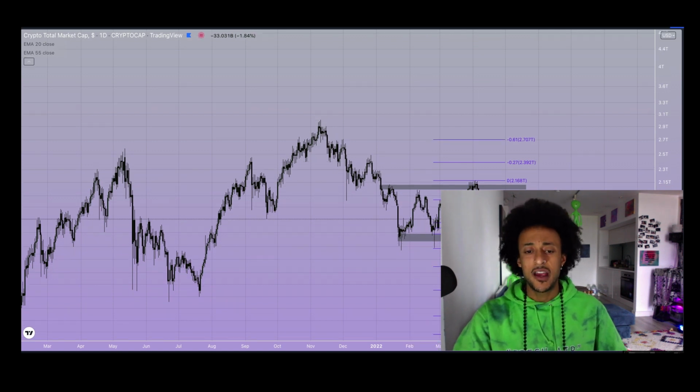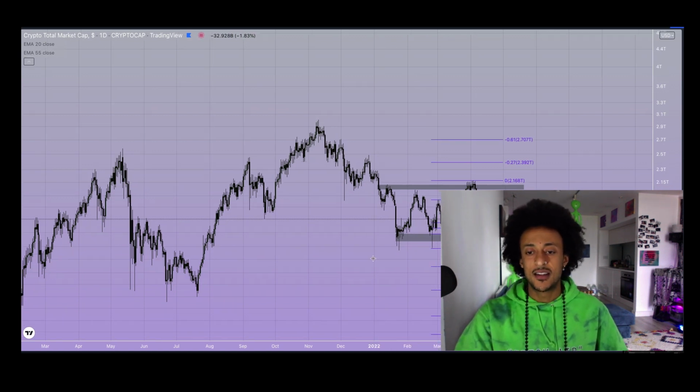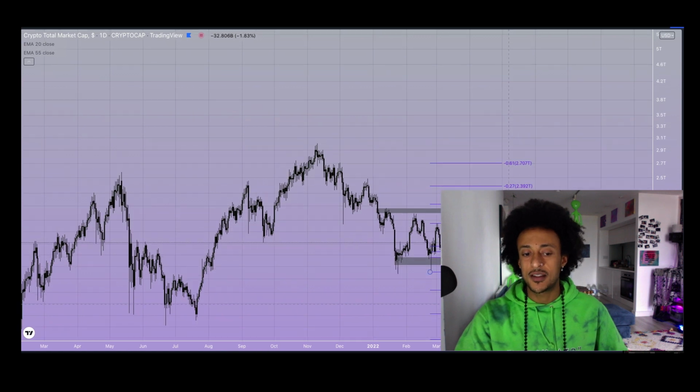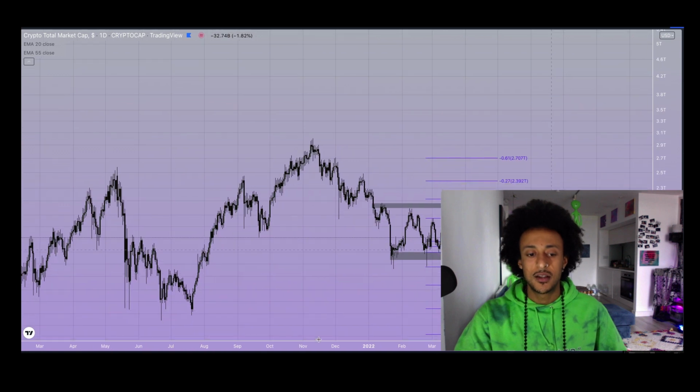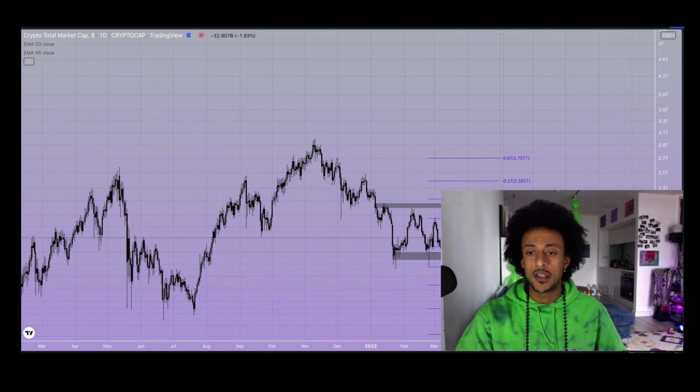Of course, if we do break to the downside, this will be my target here, which takes us to 1.2 trillion. And if we break to the upside, if the golden ratio holds, then we'll be looking at the first target, 2.4 trillion, followed by 2.7.